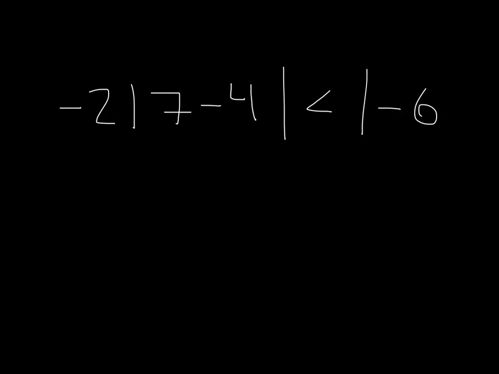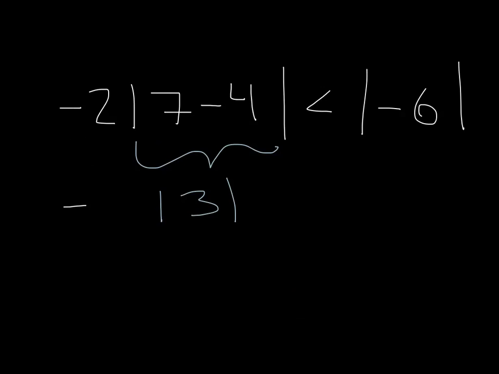And the last example I have for you guys, a little bit trickier. I have two expressions here. Alright, so I have negative 2 times the absolute value of 7 minus 4 less than the absolute value of negative 6. Let's determine if this is true or false. Again, order of operations, we're going to figure out our absolute value first. And so our absolute value of 7 minus 4 gives us a positive 3.